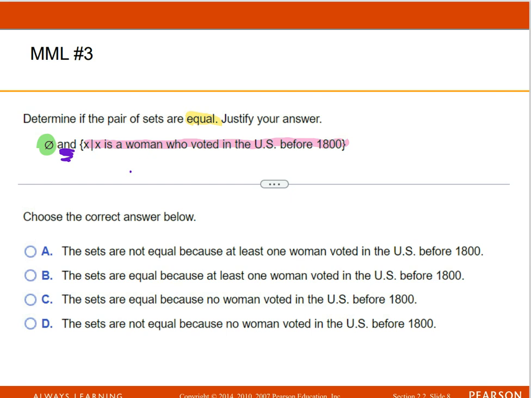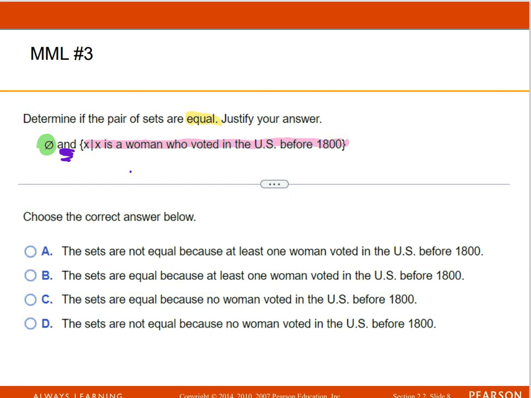I don't know the exact date that women were allowed to vote, but it definitely was after 1800. Pretty sure it was the early 1900s, but I'm not a history buff. Never enjoyed history, I know, but math's my thing, so yes, these are equal because the empty set has no elements, and there were no women who voted in the United States before the year 1800, so they are equal.